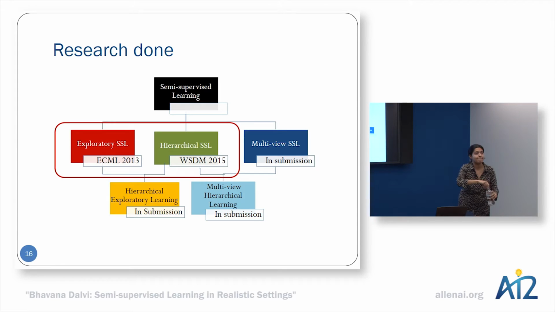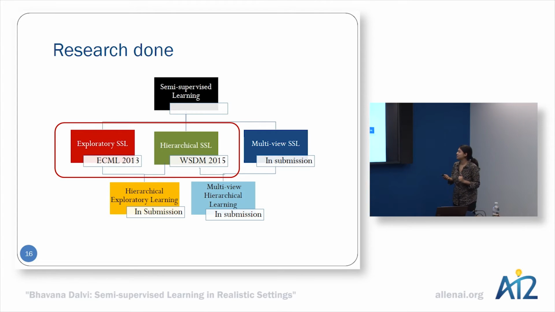The multi-view, is that the co-training idea? So good question. Co-training can be one approach of multi-view learning, but in my work we are proposing another method which is supposed to work better than co-training. But yeah, co-training is one method. Any other questions?